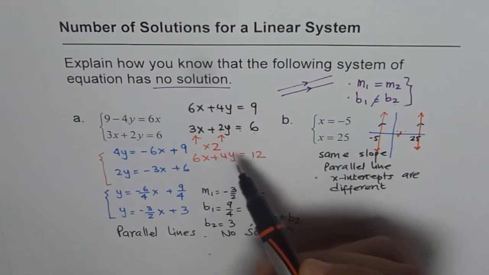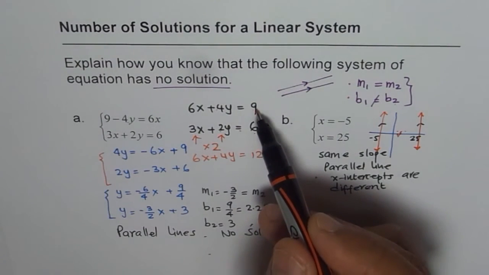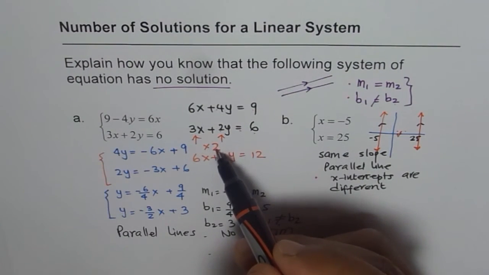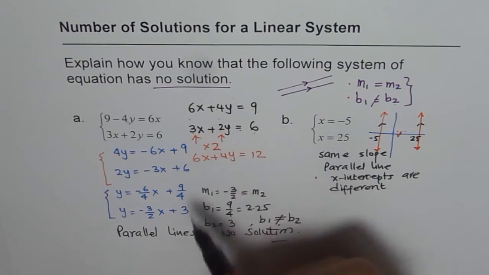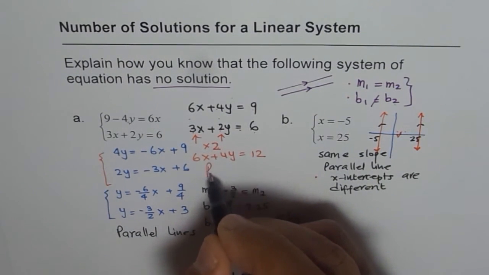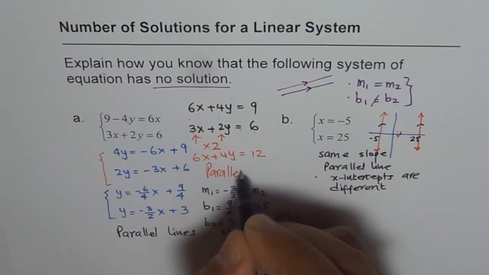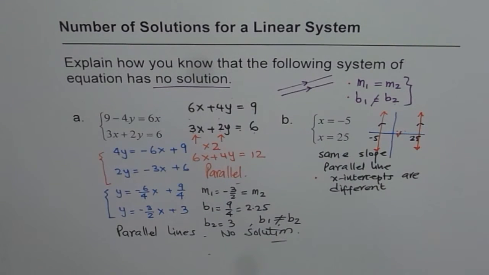The given line's y-intercept is different. Do you see that? Since the constant is not multiplied by the same number, but the coefficients are, the lines are parallel. These are parallel lines. They have no solution. I hope you understand and appreciate the method.